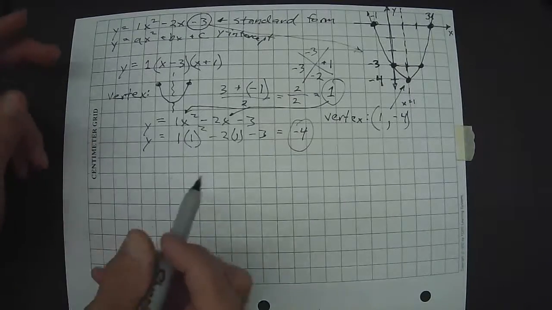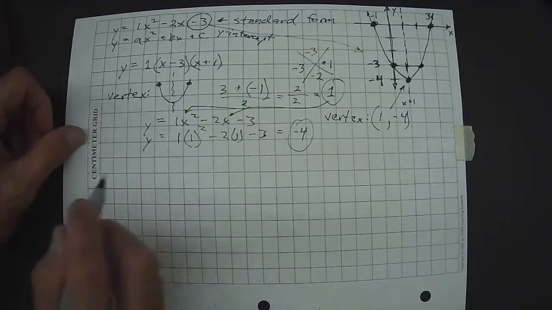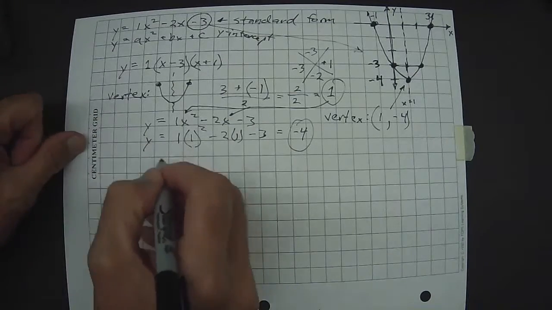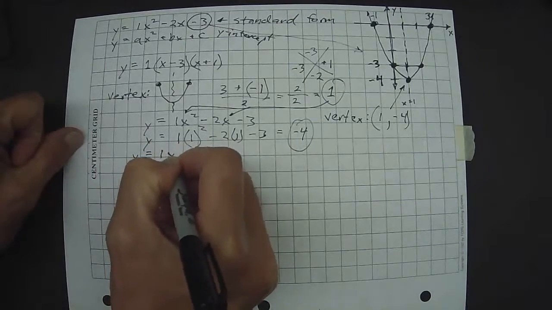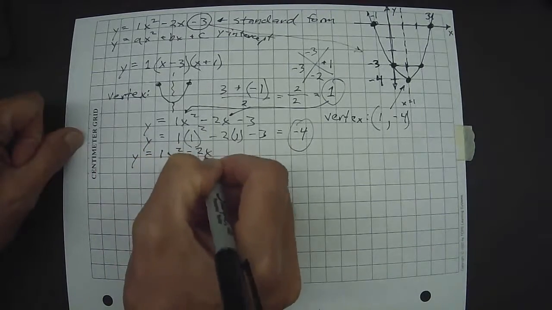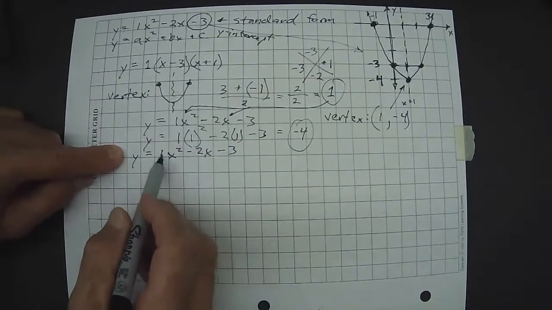Now, let's do the other way to find the vertex, and that is by completing the square. And this is a little bit harder. So we start with our standard form, y equals 1x squared minus 2x minus 3, standard form. And step one is you have to have a 1 in front of the x squared.